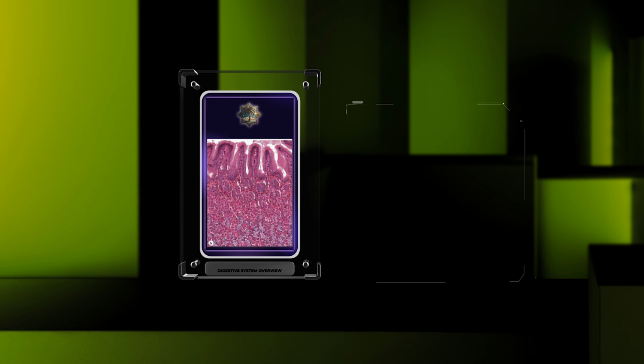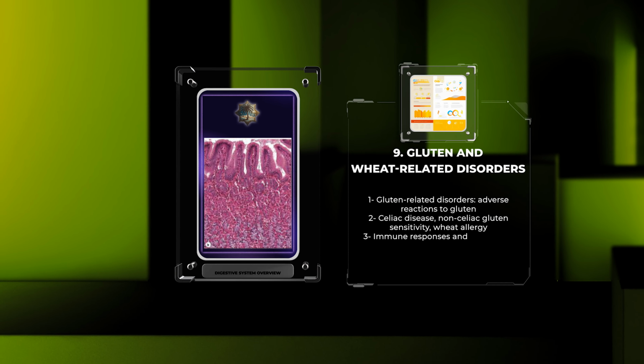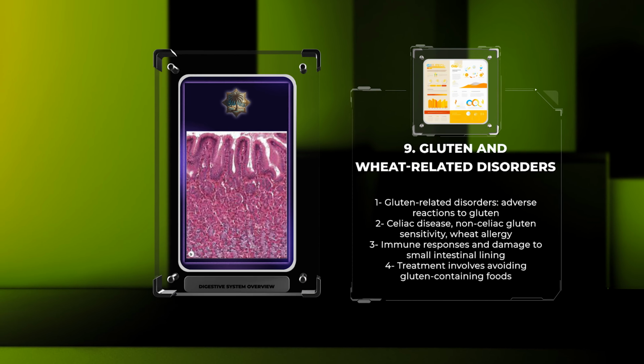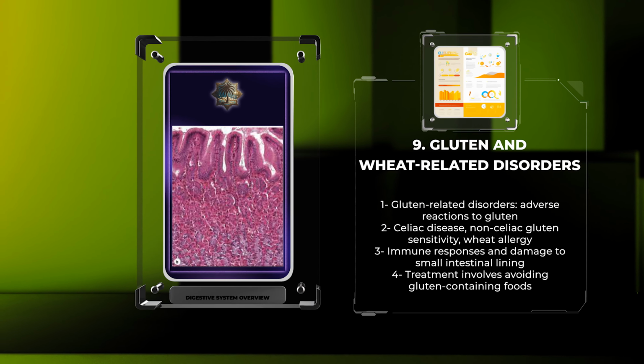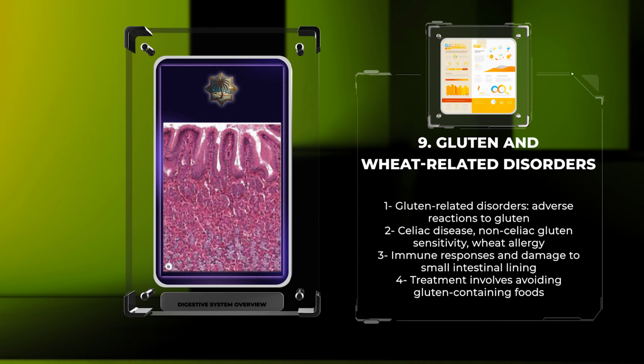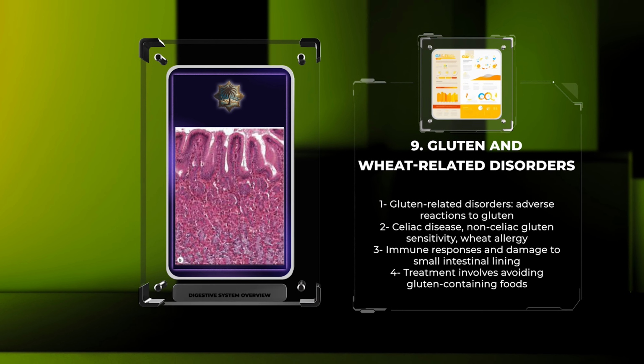Gluten-related disorders, including celiac disease, non-celiac gluten sensitivity, and wheat allergy, are characterized by adverse reactions to gluten. These can range from immune responses and damage to the small intestinal lining to allergic reactions. Treatment involves avoiding gluten-containing foods.